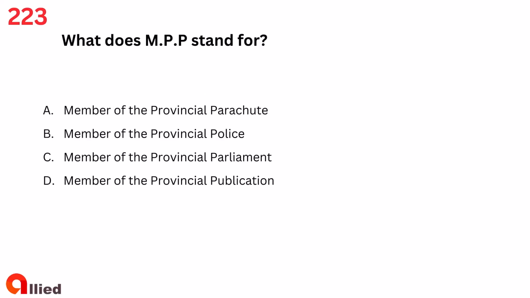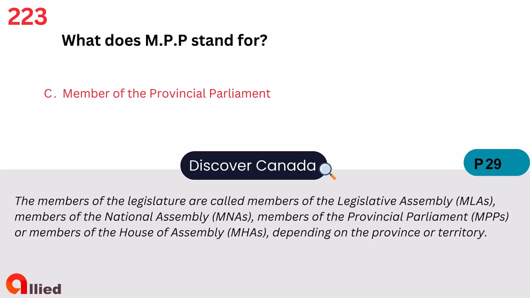Question 223. What does MPP stand for? A. Member of the provincial parachute. B. Member of the provincial police. C. Member of the provincial parliament. D. Member of the provincial publication. The answer is C. Member of the provincial parliament.